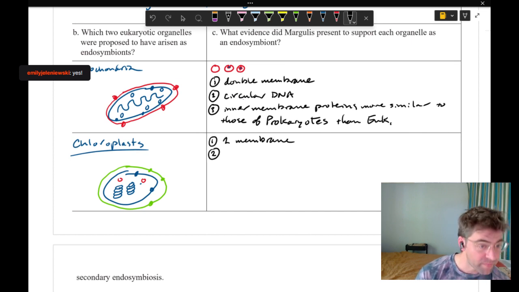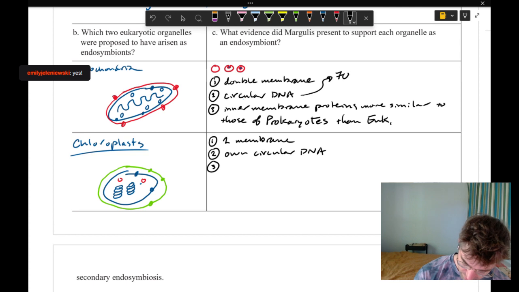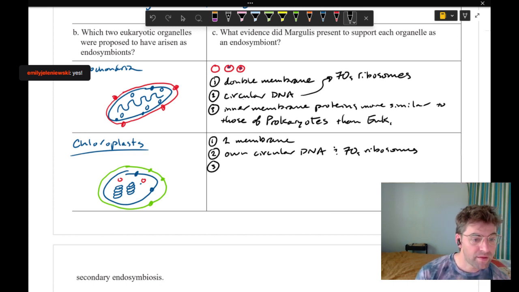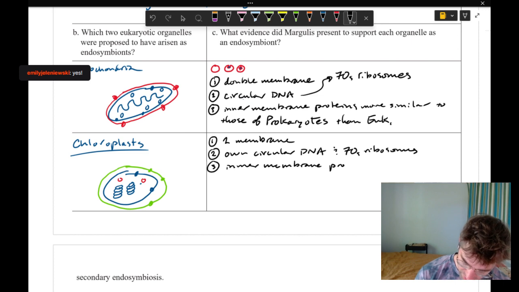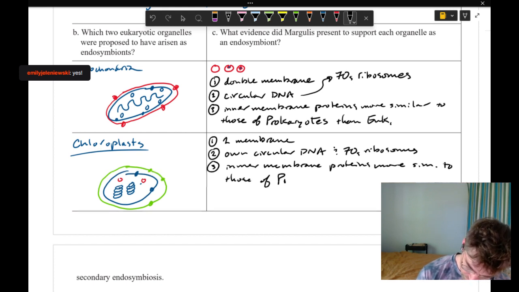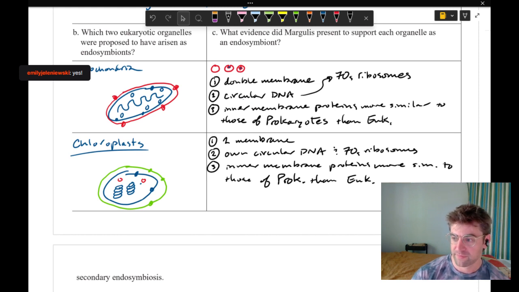So again, we have that double outer membrane. They have their own circular DNA, as do the mitochondria. 70S ribosomes are also common between them. And inner membrane proteins are more similar to those of prokaryotes than eukaryotes. Fantastic.